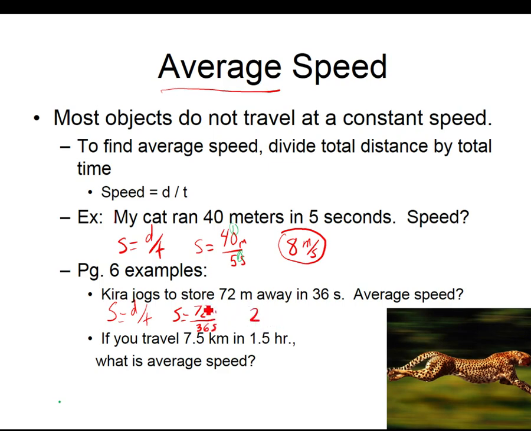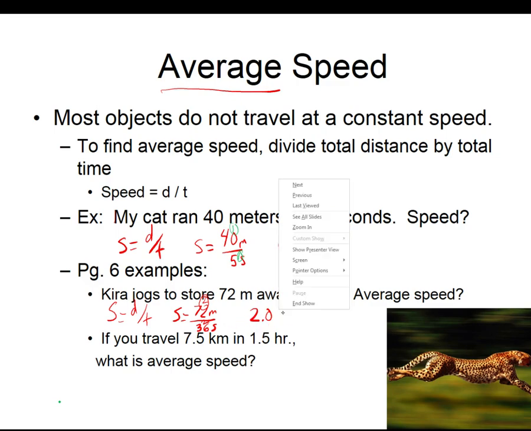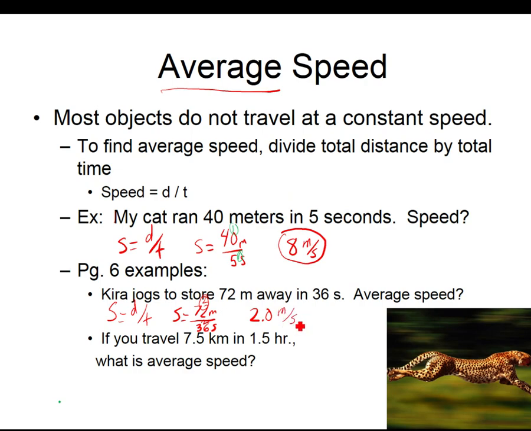Check first significant digits again. 72 this time has 2. I'll use the same color. So 2. 36 has 2, so that means our answer has to have 2. But the number 2 only has 1. So let's get a little bit more accurate by doing 2.0. So now that 0 counts because it's to the right of the decimal and to the right of a number. My unit label. Meters per second. I circle it. So my answer is 2 meters per second, or 2.0 meters per second.